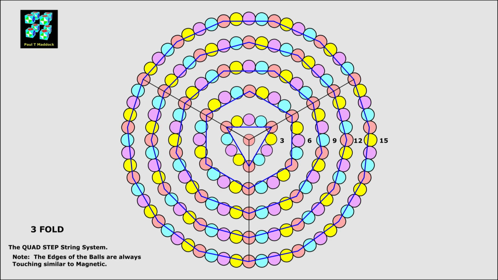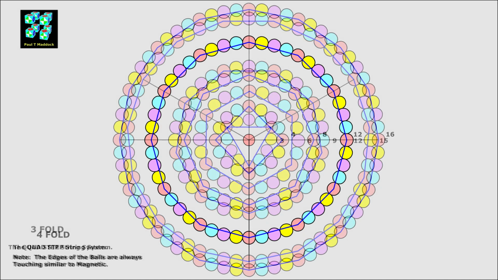Now you can see the balls are formed around the triangle in a perfect symmetry, but they don't go round in a perfect circular circumference. Now people that have studied sound wave in sand have shown this type of geometry. Okay, let's move on to the fourfold.